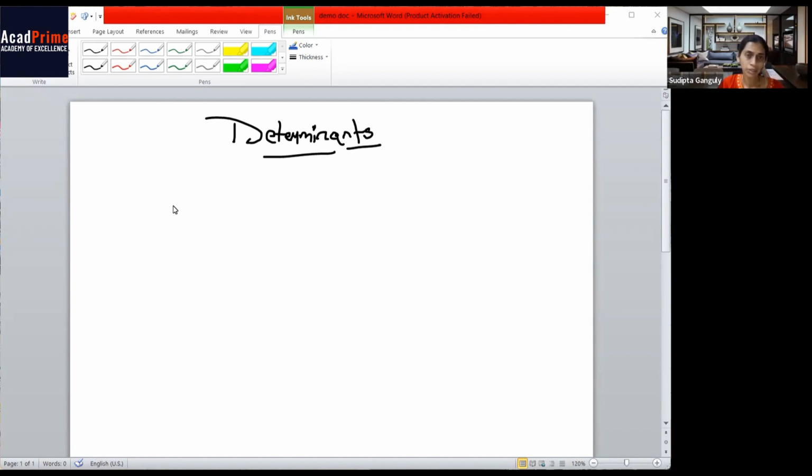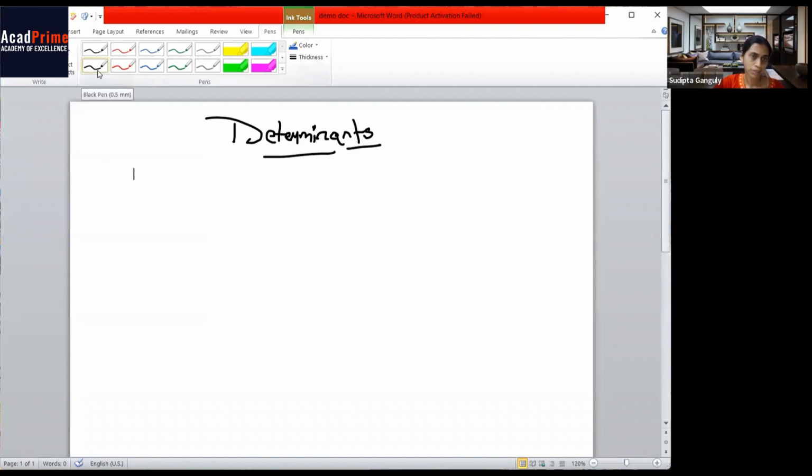I'm going to teach you determinants, which is a very interesting topic, and it is part of your syllabus. Students, you must have heard about matrices. That is the extension of determinants, because if you don't know the concept of determinants, then matrices become a much tougher task. So here we can see how we can go ahead with this topic.